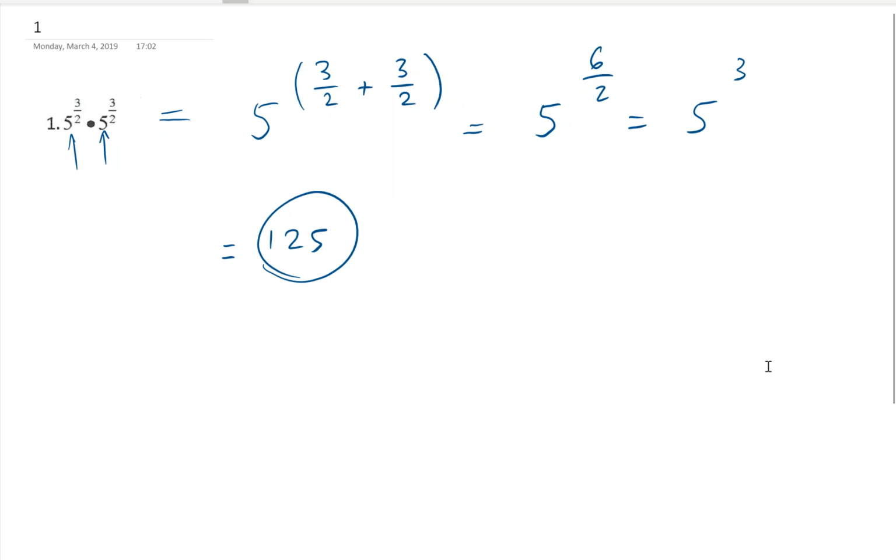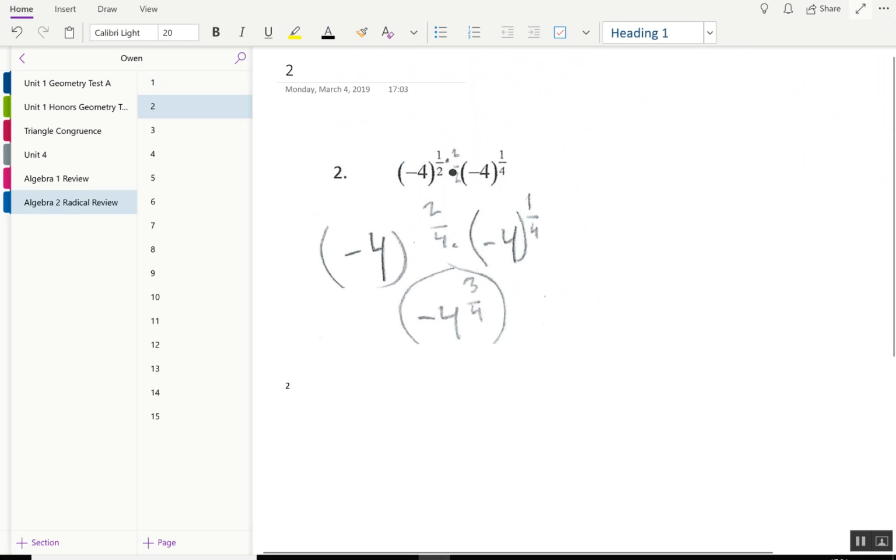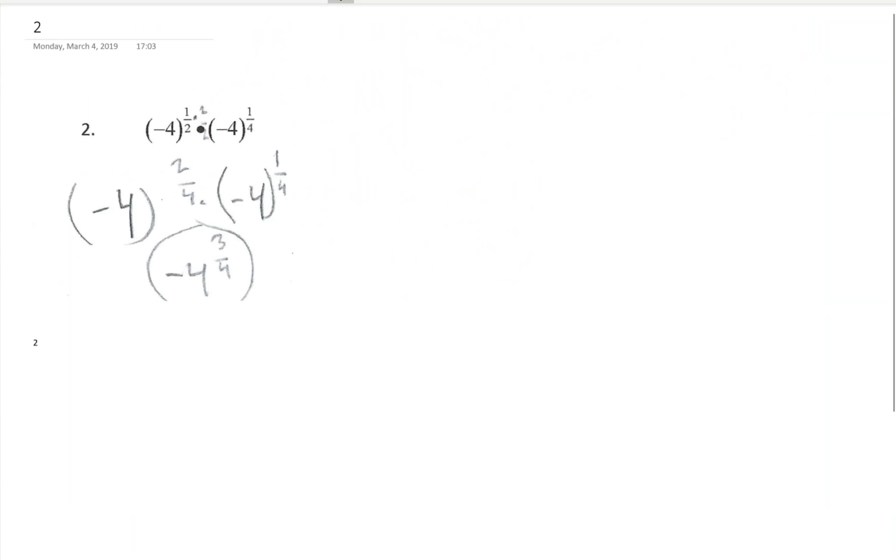Okay, so now let's go to page 2. All right, so again, it's the same kind of thing here. You worked it out. You got 2/4, 3/4, all right. So if we take this thing here, then you can say this is the 4th root of -4 to the third power. Okay.